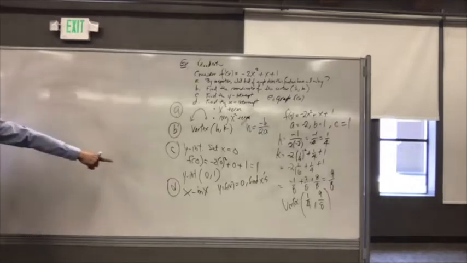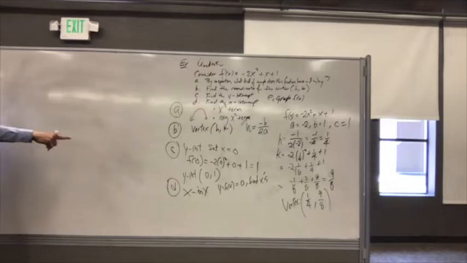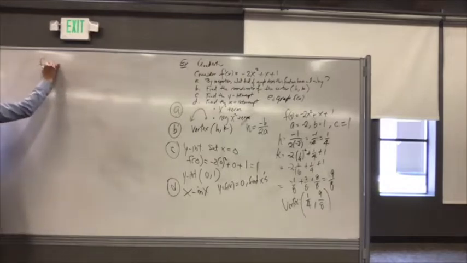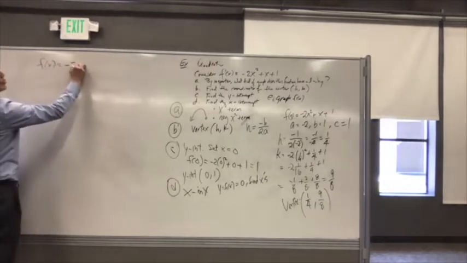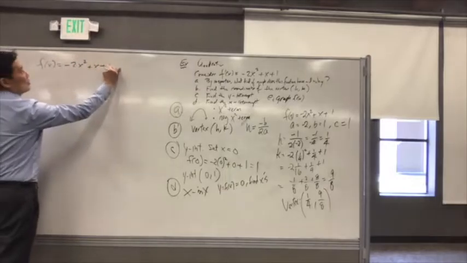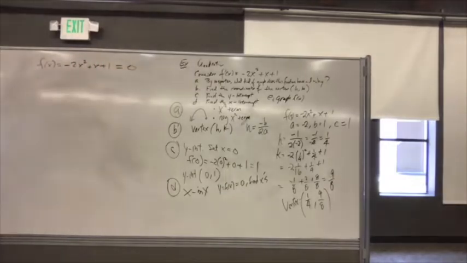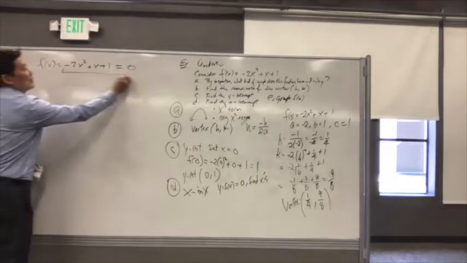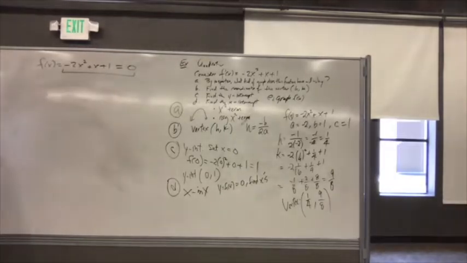So this one, finding x-intercept, setting y equal to 0, we have f of x equal to negative 2x squared plus x plus 1. We set that equal to 0, and we're trying to find x. Then this becomes a quadratic equation solving for x. That's why we break it down in those small, specific drill problems.